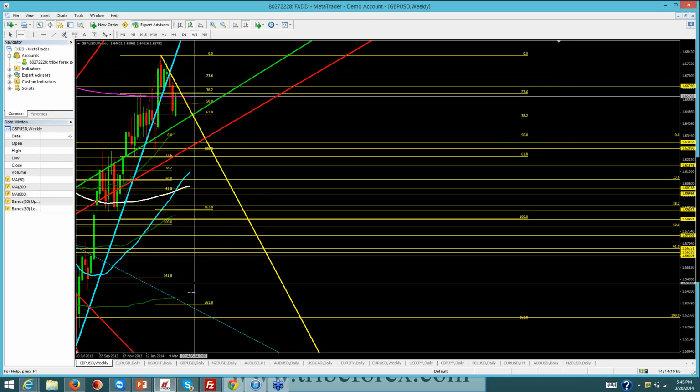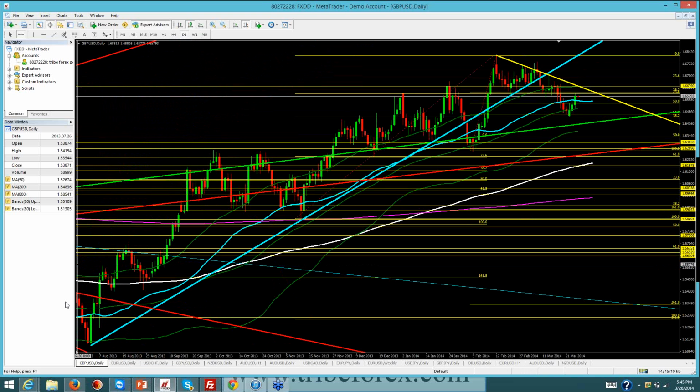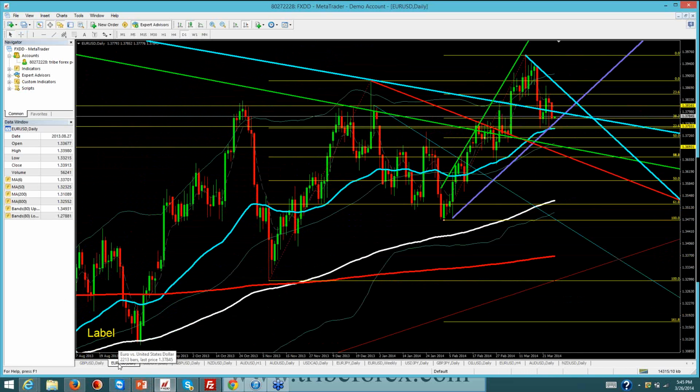Okay, so that's that. Pound dollar, I'm going to look for a sell here. Not an extremely strong move or extremely strong signal, but that's what we're going to look for as far as the bias is concerned.